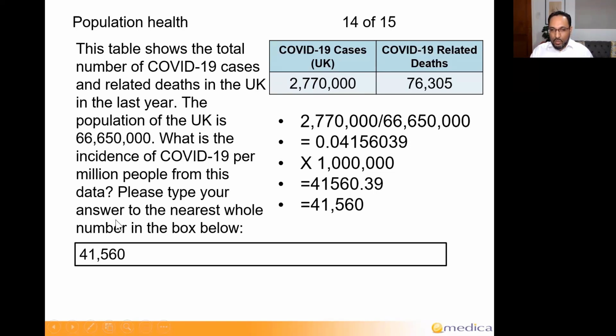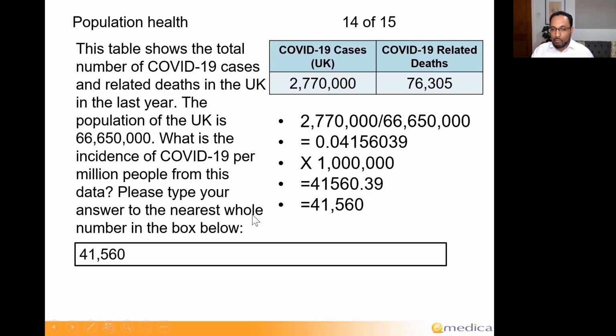Okay, but look what it says. The incidence of COVID-19 per million people. So some of you might have just written 0.041. You wouldn't get a mark for that. Some of you will have multiplied this by 100 and put 4.1. You wouldn't get a mark for that. They didn't ask you for the percentage. Percent means per 100, okay? But if it's per million, what you need to do is take this number and multiply it by a million. So when you multiply it by a million, this is what you get.